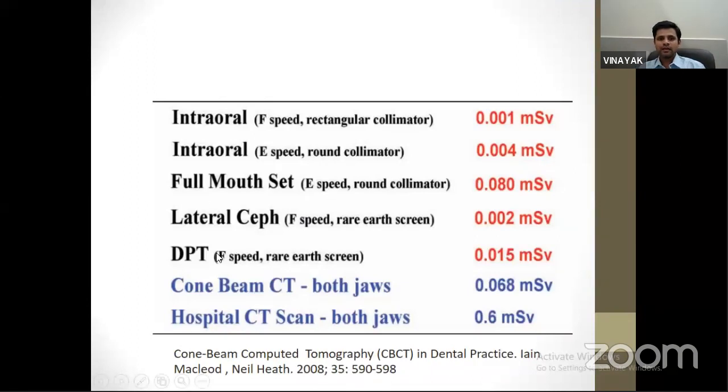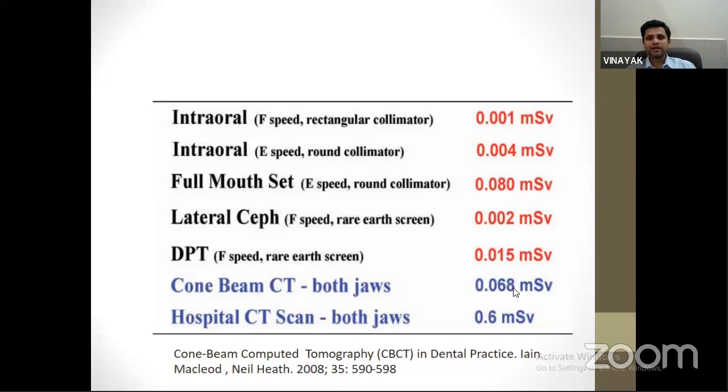Now, if you see this DPT, it is digital panoramic tomography, which is an OPG. So for a digital OPG, the dose is 0.015 millisievert. For the CBCT, it is 0.068. So roughly, it is 4 times that of a single OPG. So it is as good as taking 4 to 5 OPGs, the dose of a CBCT scan. So that is one major disadvantage while comparing to a two-dimensional image.